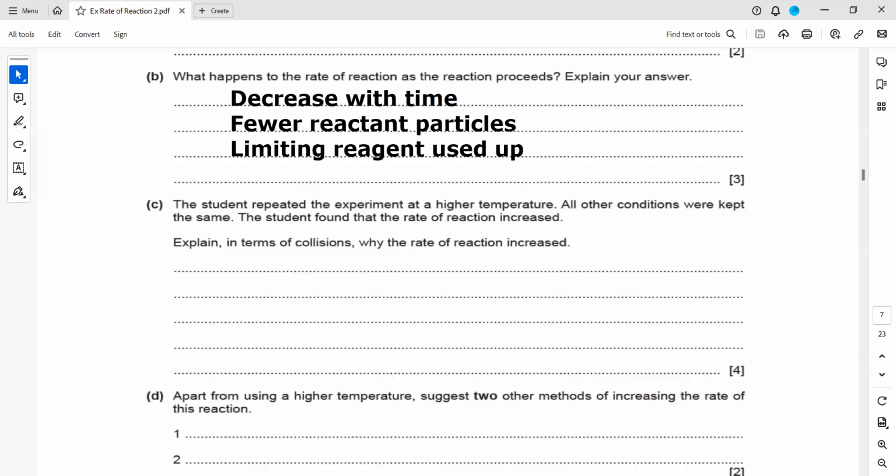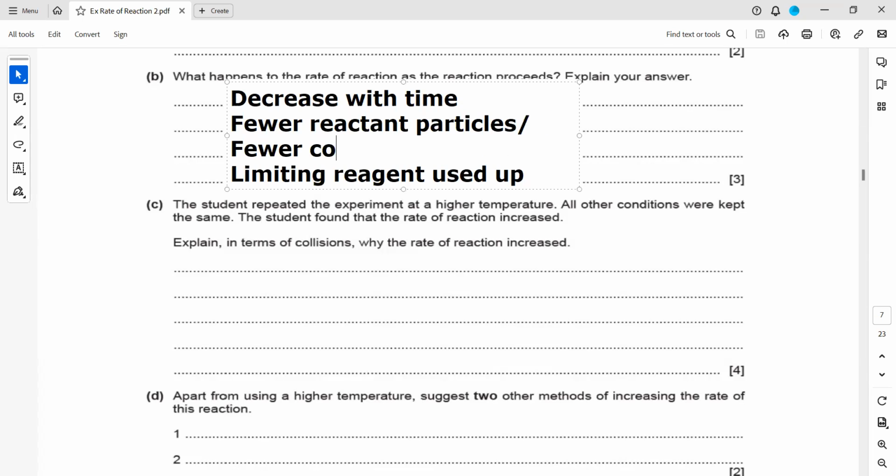So the distribution of the marks: 1 mark when you mention decrease, 1 mark for mentioning the limiting factor decreasing and used up, and 1 mark for mentioning fewer reactant particles or fewer collisions. And eventually the limiting factor will be used up.